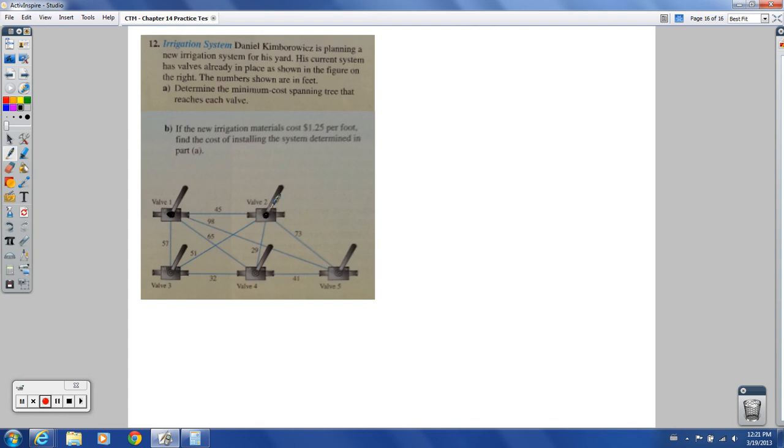I'm going to use a different color again so that it stands out a little bit better. My different valves are going to be my vertices, and I need to make sure that they're all connected, but connecting them twice or 3 times doesn't make any sense. You're just spending more money that you don't need to spend. We just need to make sure they're all connected in only one way to wherever the water source is coming from.